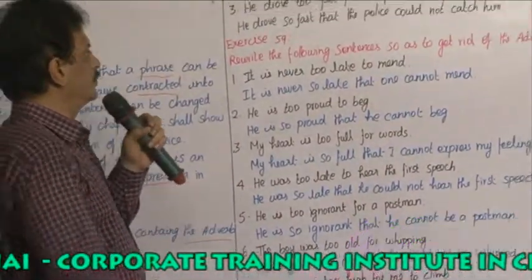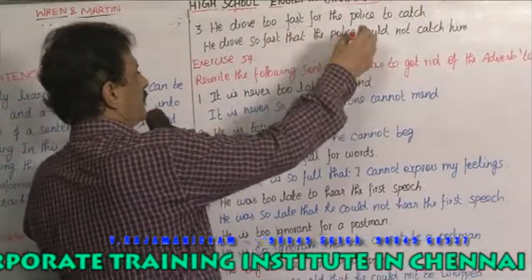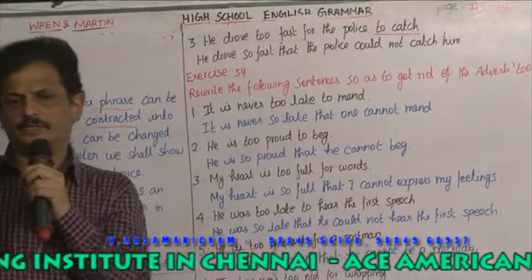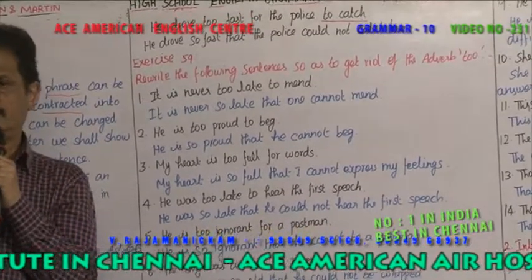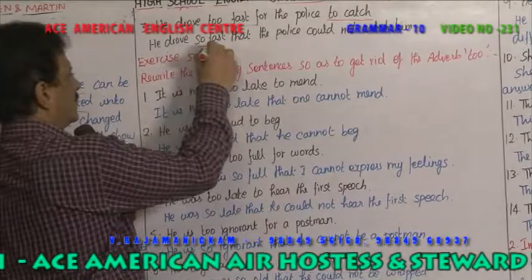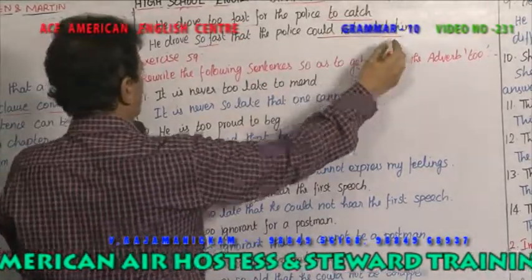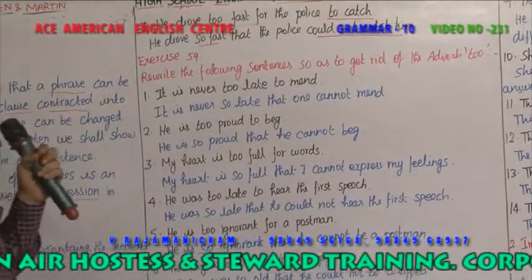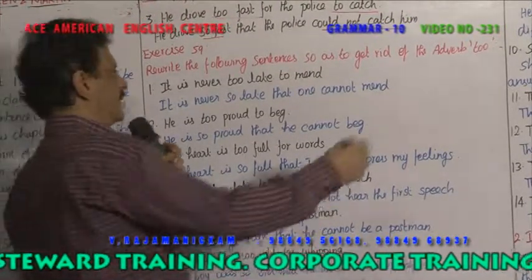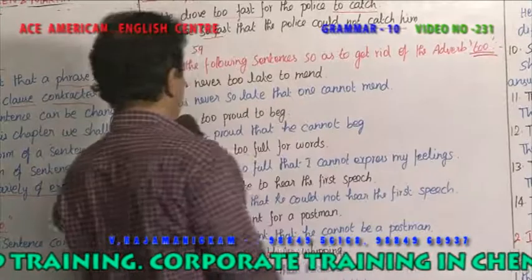He drove too fast for the police to catch. So this fellow is driving the car very fast. Police are unable to catch him. So he drove so fast that the police couldn't catch him, right? Okay. Rewrite the following sentences so as to get rid of the adverb too. You have to remove the adverb too.